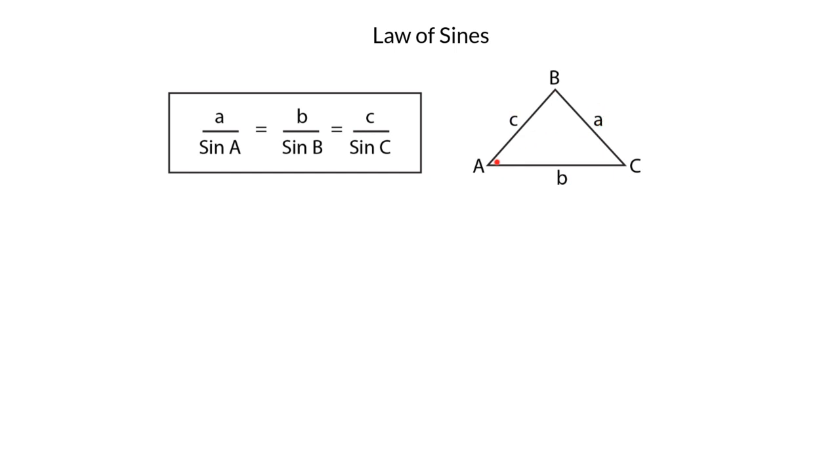So side a divided by the sine of angle A is the same as the length of side b divided by the sine of angle B, and side c divided by the sine of angle C. And again, lowercase letters always stand for side lengths, uppercase letters stand for angles. So it's a pretty straightforward, easy to use kind of situation.